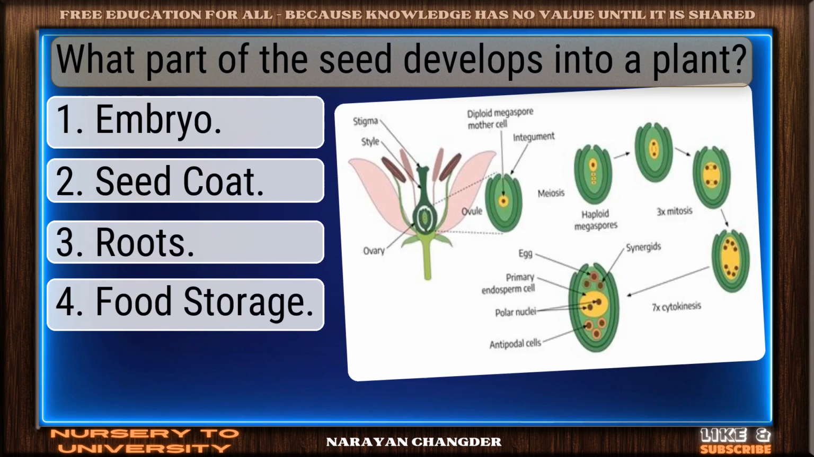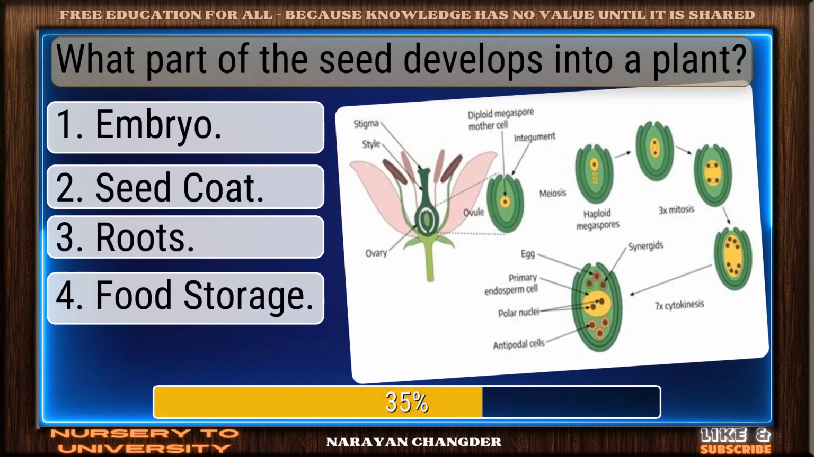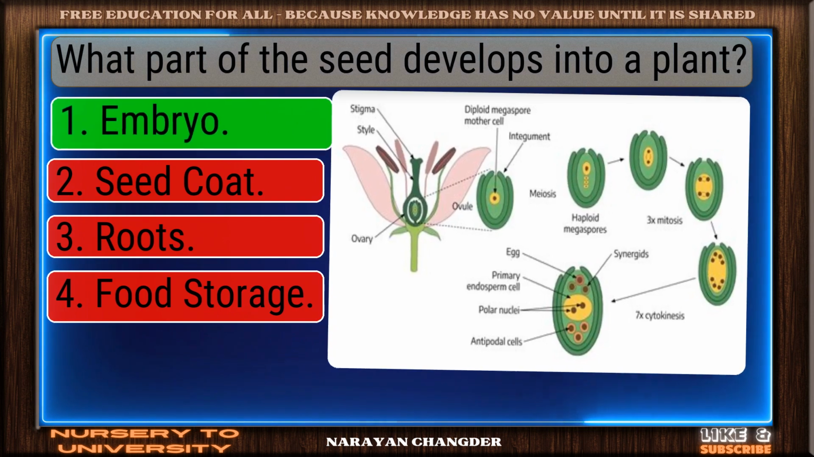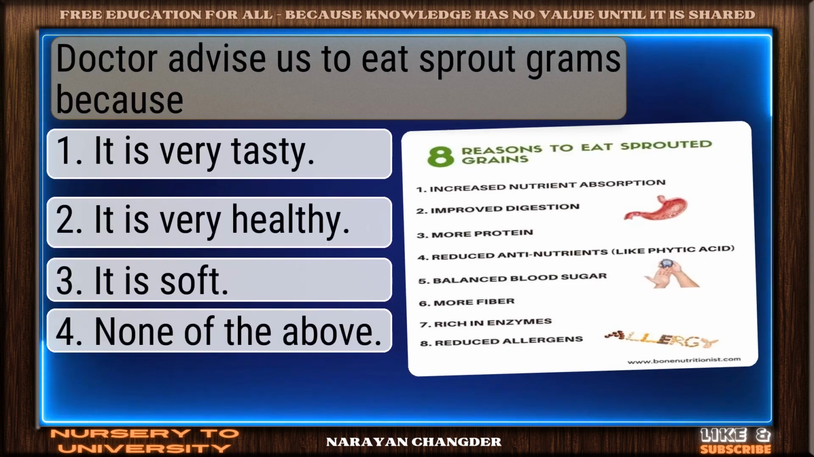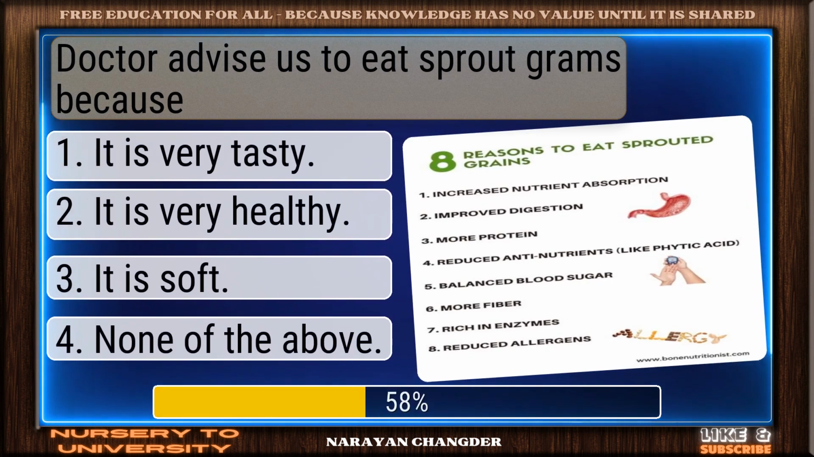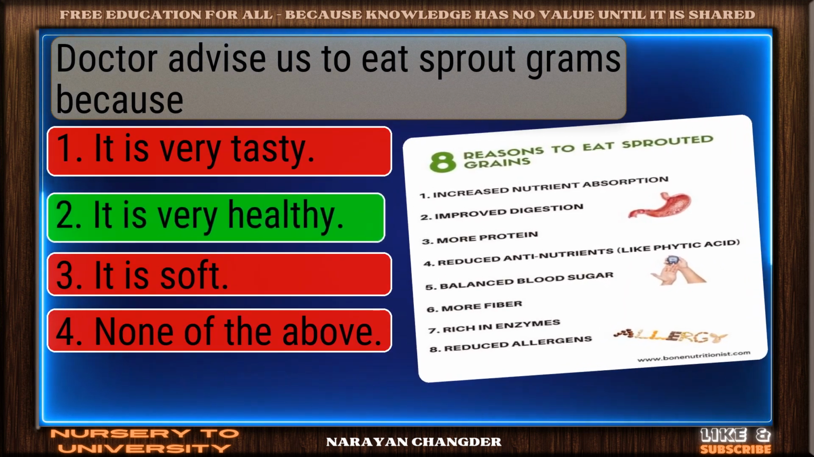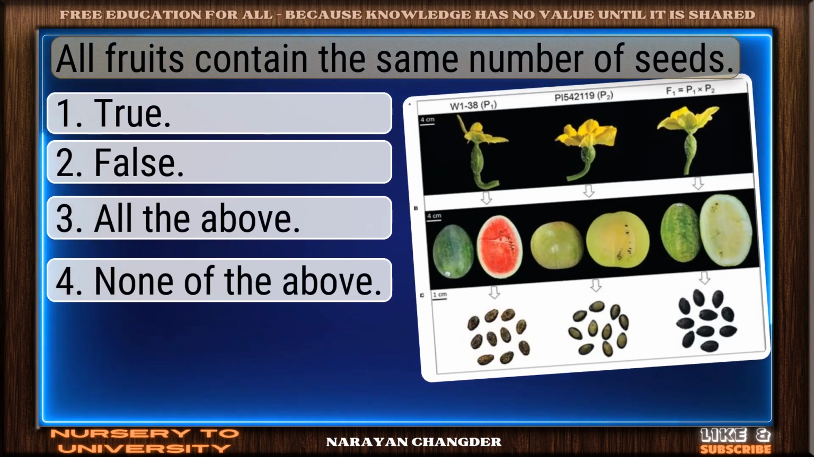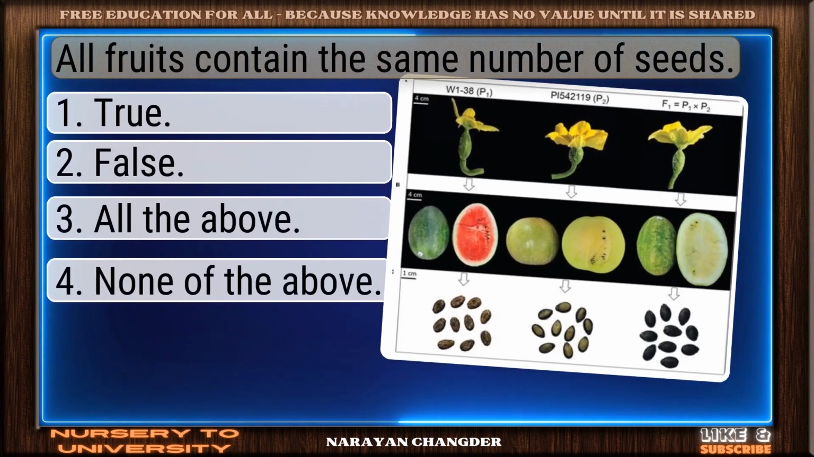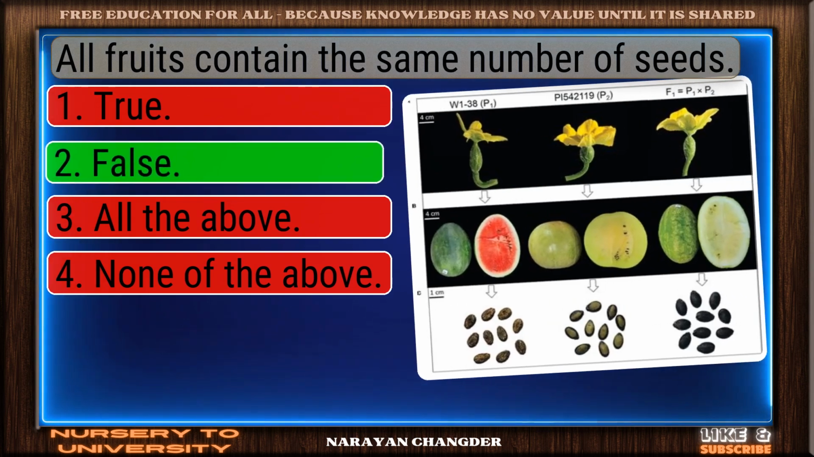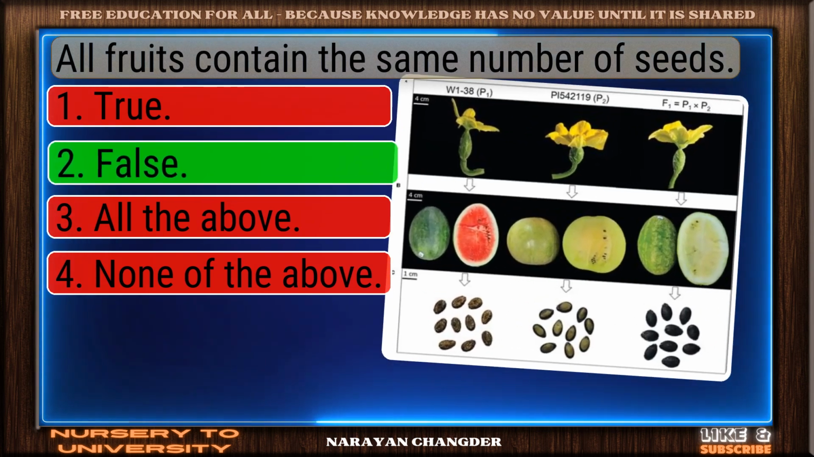What part of the seed develops into a plant? On track. Embryo is the correct answer. Doctor advised us to eat sprout grams because. Perfect. It is very healthy is the correct choice. All fruits contain the same number of seeds. Right again. False is a valid answer.